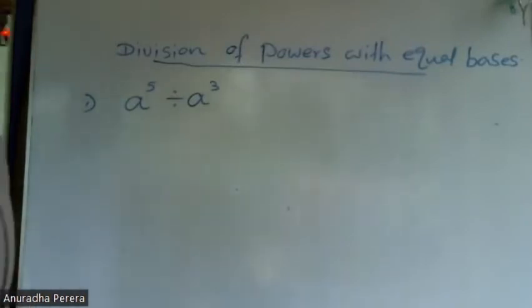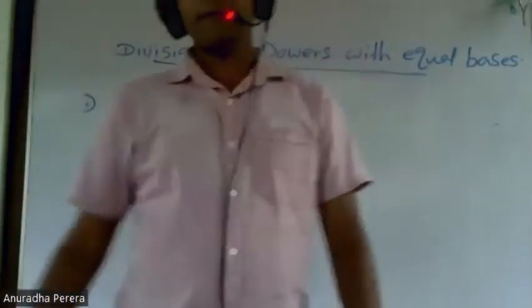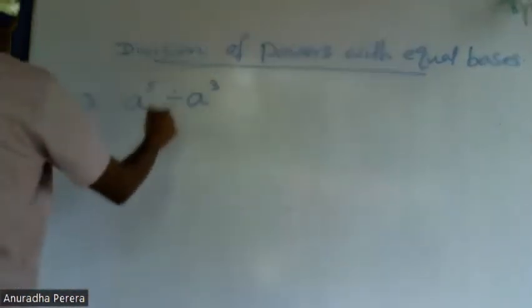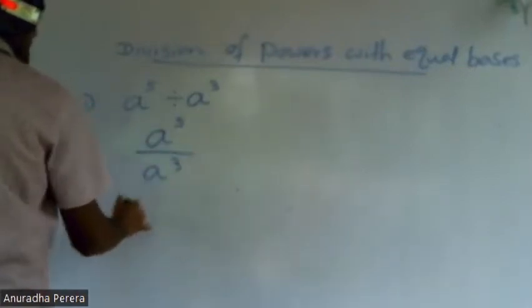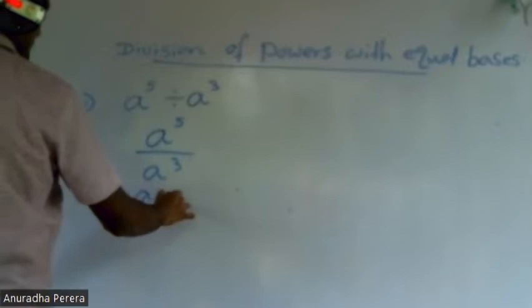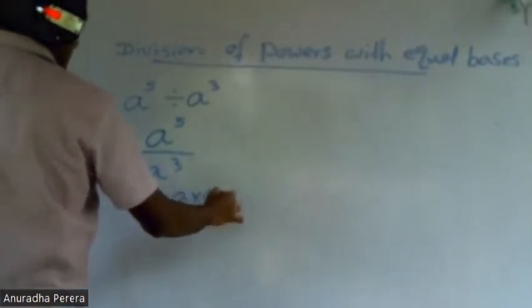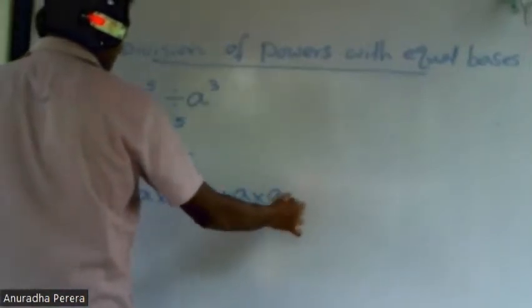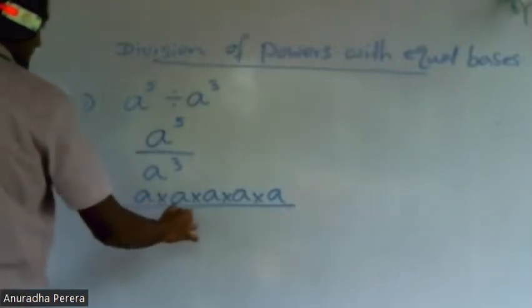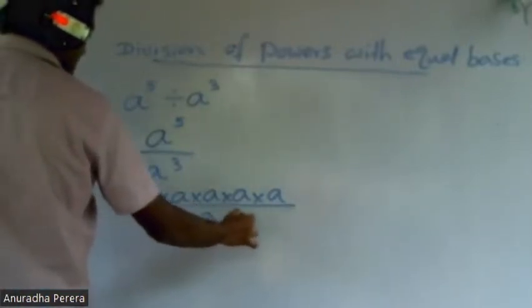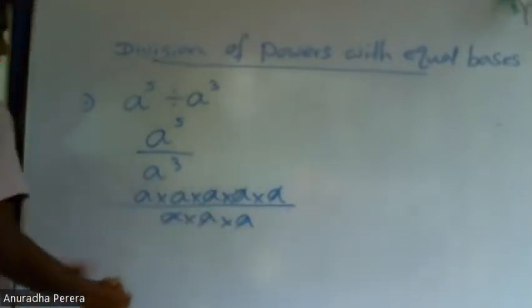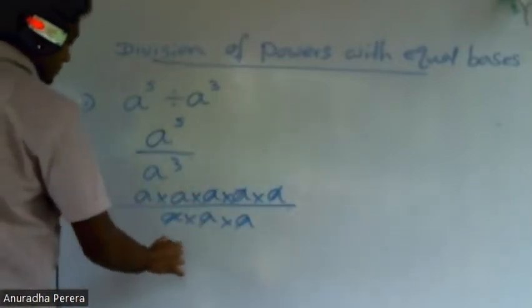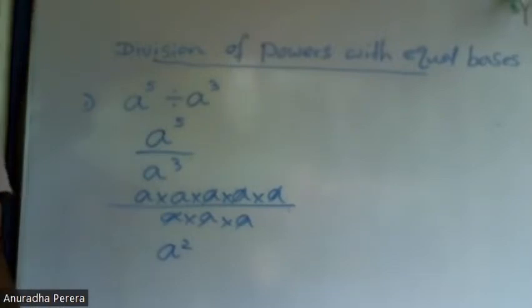How can you do this? Write like this, a to the power 5 over a to the power 3. A to the power 5 means a times a times a times a times a. A to the power 3 means a times a times a. You can simplify. What is the remaining? A to the power 2.